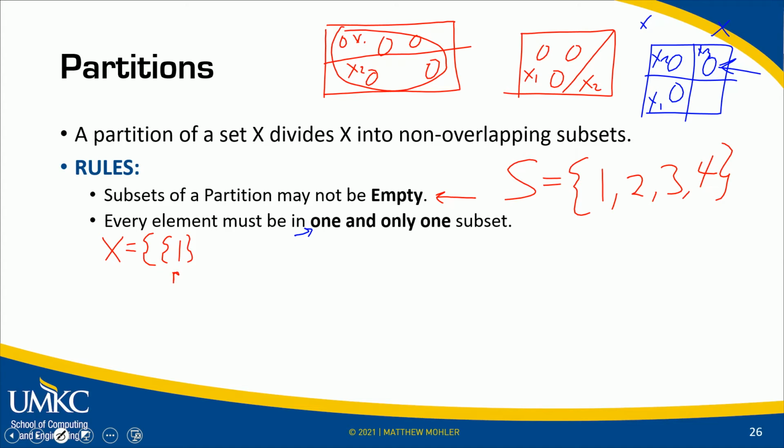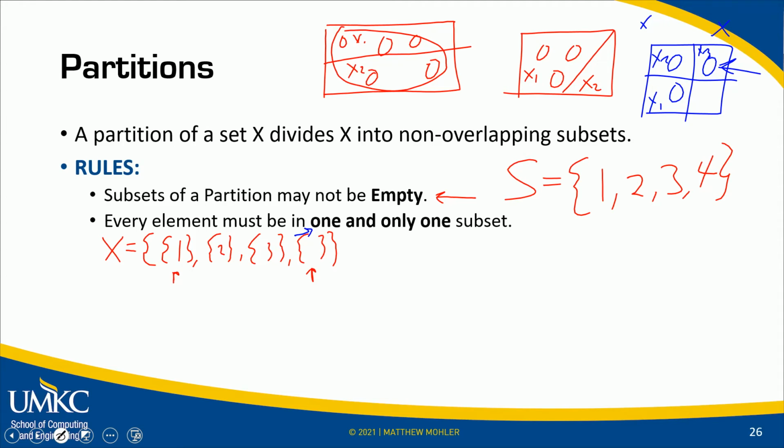Let's say that set X is equal to the set {1}. So that's our first subset. And then the set {2}, and then the set {3}, and then an empty set. Well, we've actually violated at least one rule here, which is that we have an empty set. We violated rule 1. So this partition of subsets would not be valid because we have an empty subset.